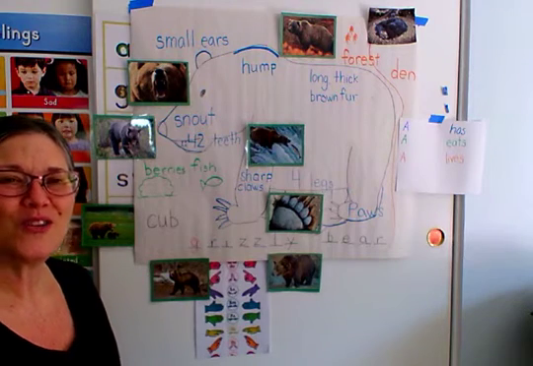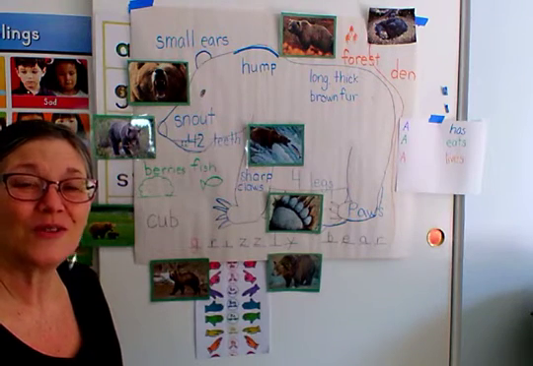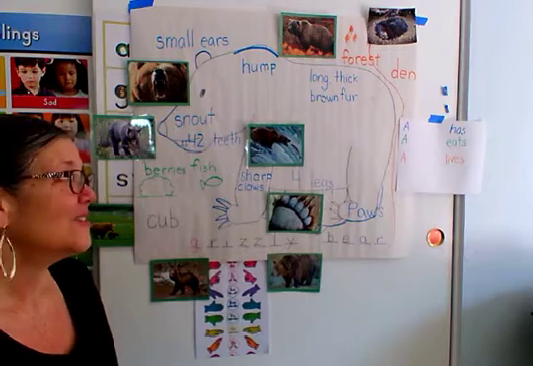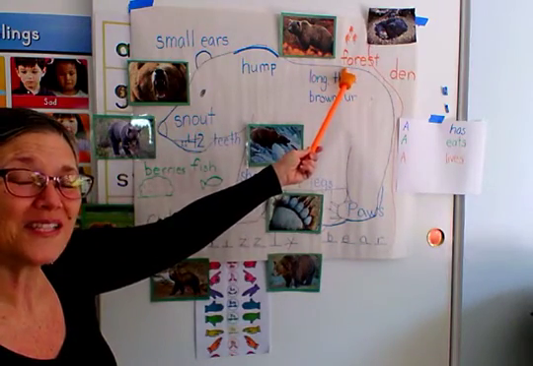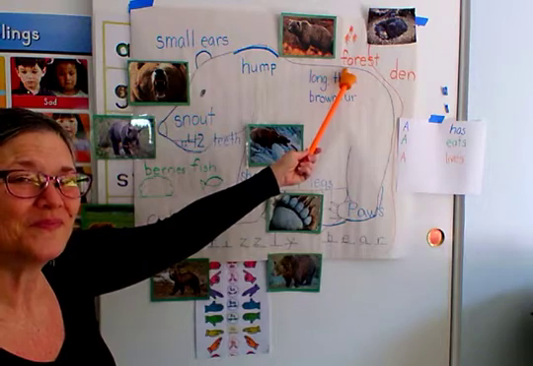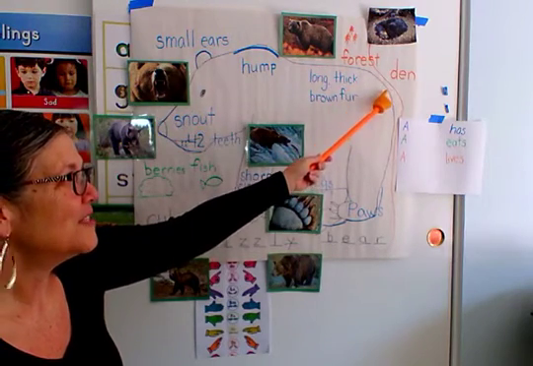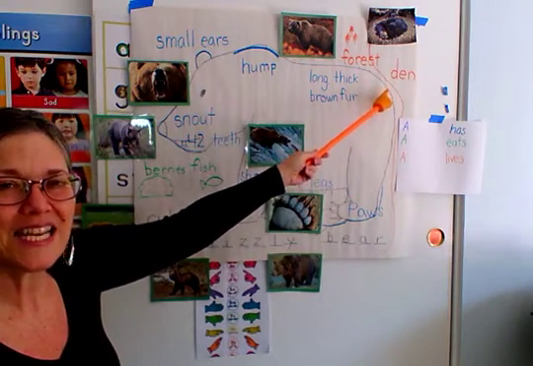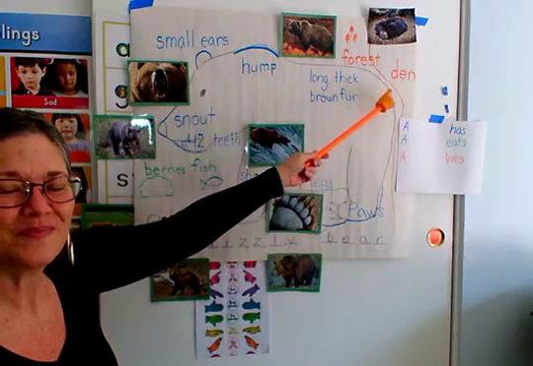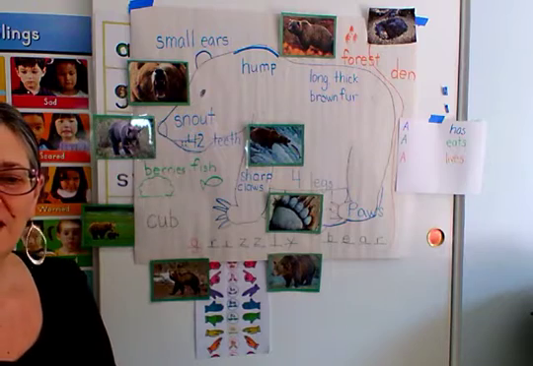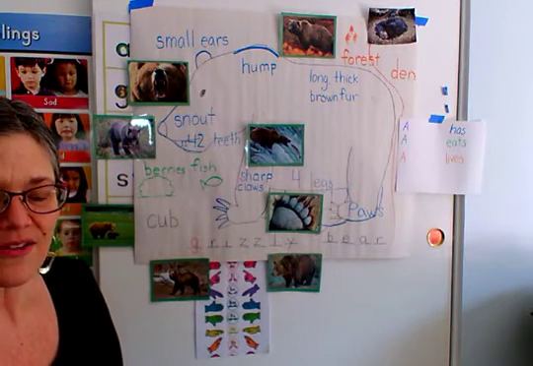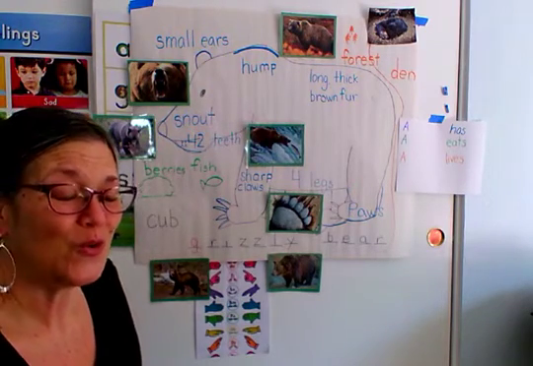Next, we're going to use the sentence starter, a grizzly bear lives. Ready? A grizzly bear lives in the forest. Your turn. A grizzly bear lives in a den. Your turn.